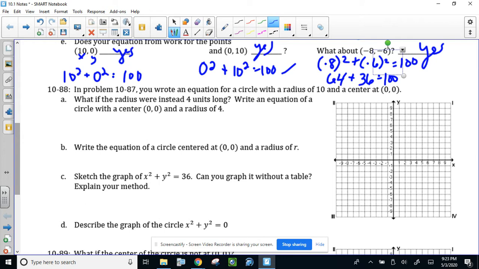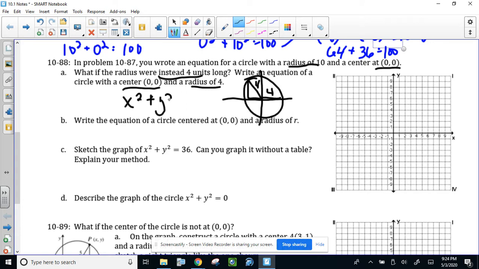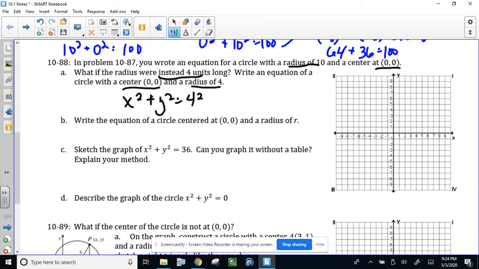So let's expand this idea even more. In our previous problem, we wrote an equation that had a radius of 10 and a center at 0, 0. So what if instead the radius was 4 units long? How would the equation look if it was centered at 0, 0 and had a radius of 4? Well, we would have kind of our picture like so, with our radius being 4 units. And we know that no matter where we drew this, we would have 4 for our radius. So we could say that our x squared plus our y squared would equal 4 squared. Or even more simply, x squared plus y squared would equal 16.